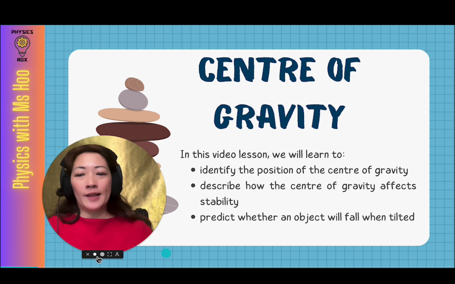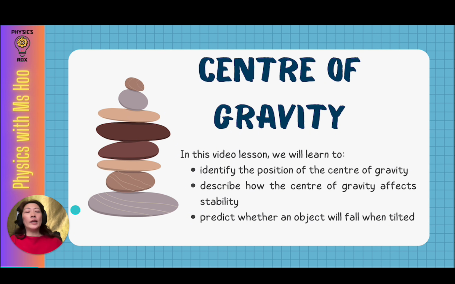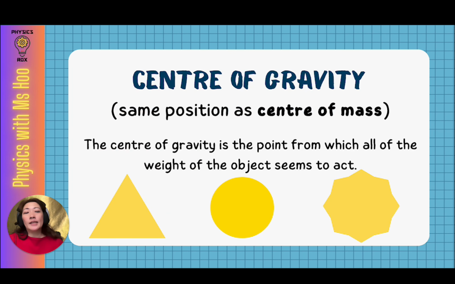So, first things first, we need to know what the center of gravity is, as in what it means. The center of gravity is the point from which all of the weight of the object seems to act. In most cases, it is the same position as center of mass. Now, center of gravity and center of mass are two different things. They do have their own definitions.